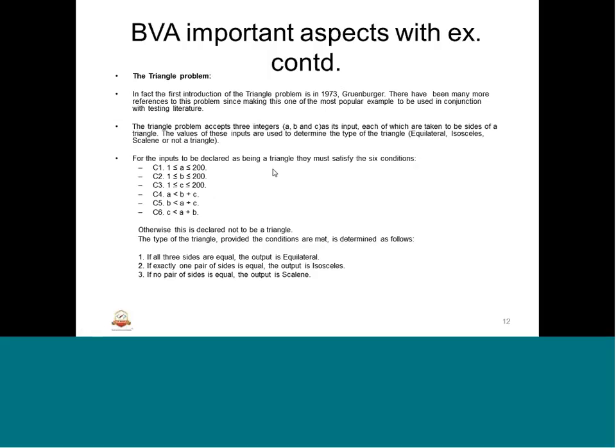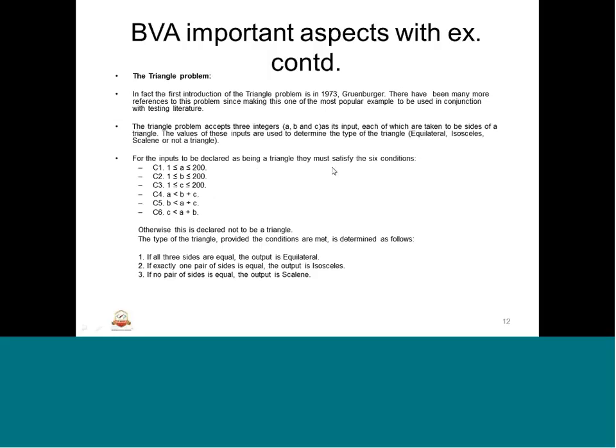The triangle problem accepts three integers a, b, c as input, each of which is taken to be a side of a triangle. That means we have three sides: isosceles, equilateral and scalene, whatever you want to call it. So these three inputs are sides of a triangle. The values of these inputs are used to determine the type of the triangle. So the triangle could be equilateral, or isosceles, or scalene, or it is not a triangle at all. One of these is determined based on A, B and C.